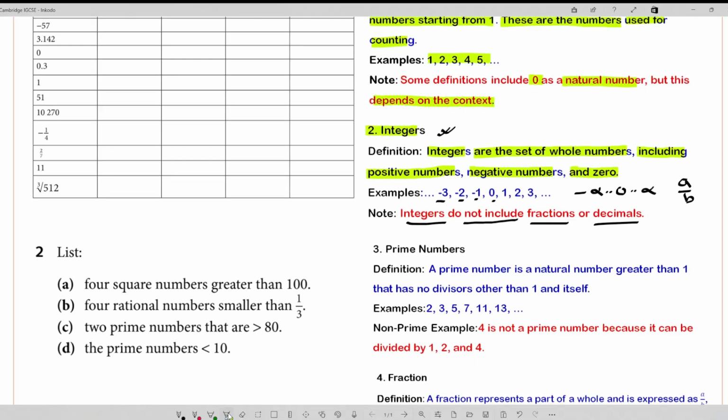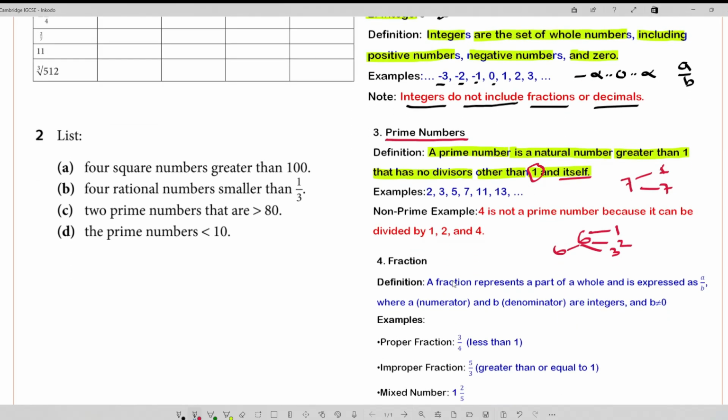Third one, prime numbers. A prime number is a natural number greater than 1 that has no divisors other than 1 and itself. Like 7: we can divide 7 only by 1 and 7. But 6 is not prime because we can divide it by 1, 2, 3 and 6. So a prime number can be divided only by 1 and itself.